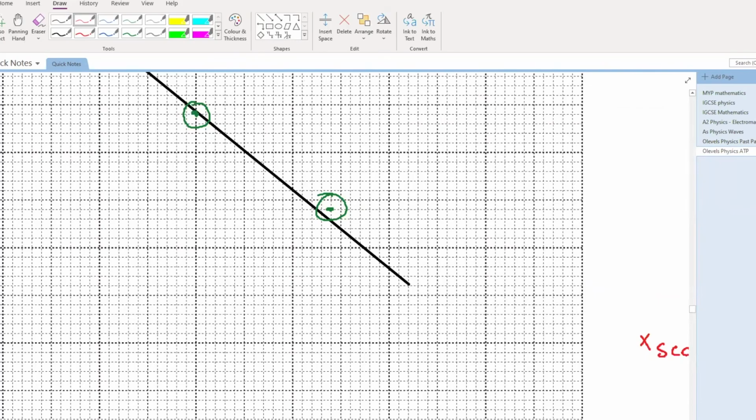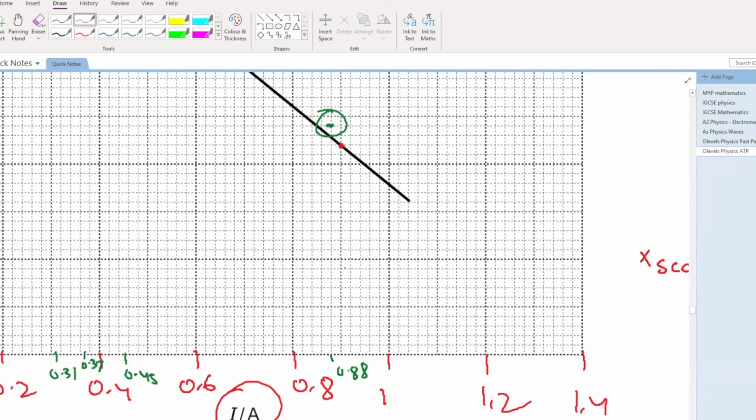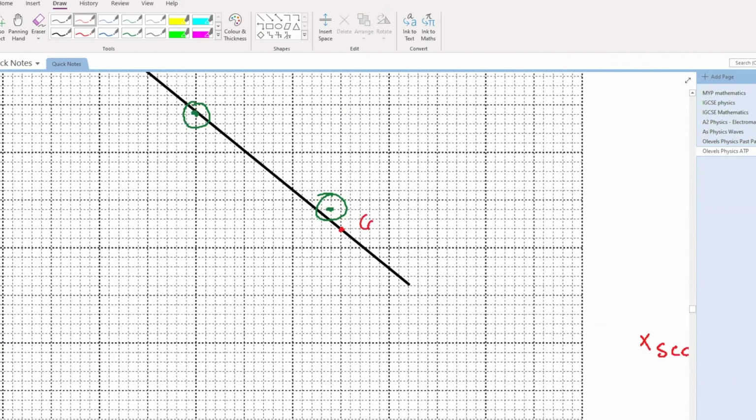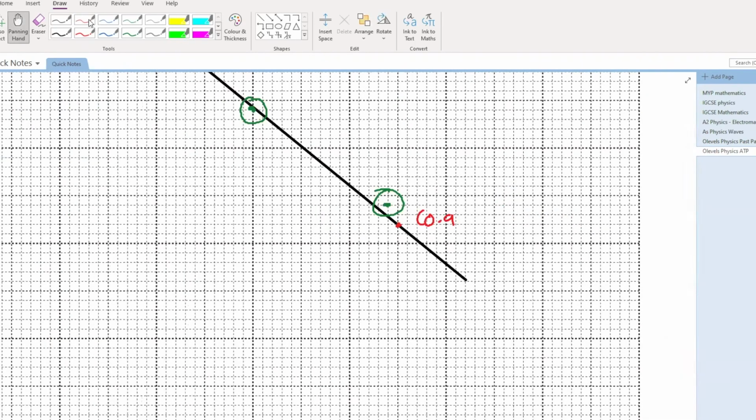This one is 1 second. Let's mark it. 0.9 and y axis में क्या है ये point? Y axis में this is 1.1. Perfect. 1.1 in the y axis, x axis में 0.9. ठीक है, clear. Let's choose another point here.